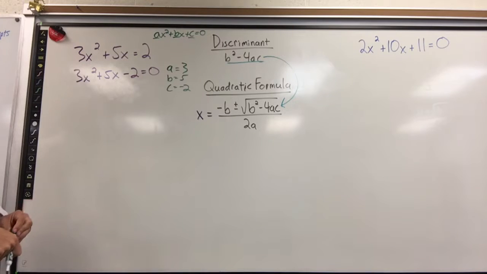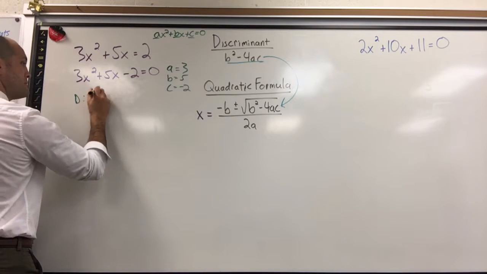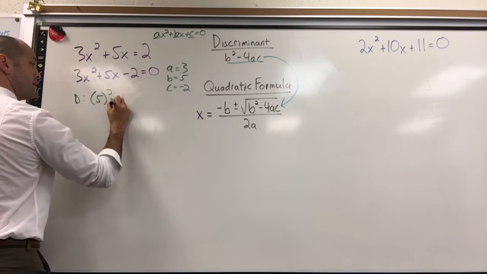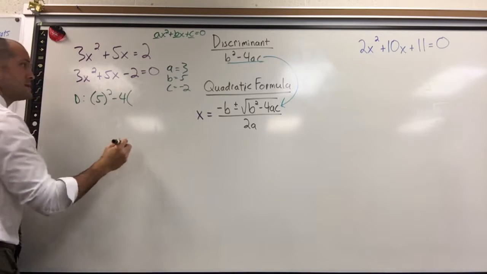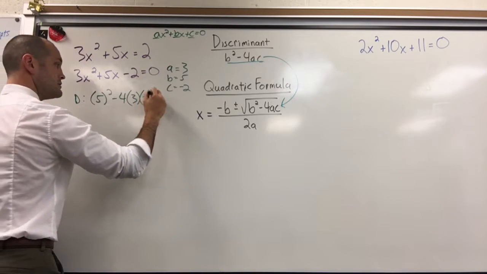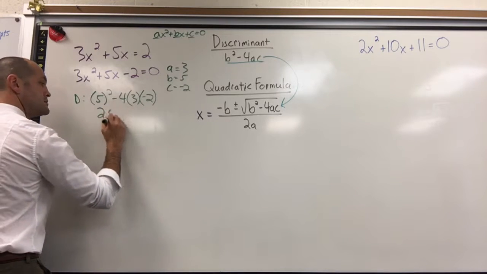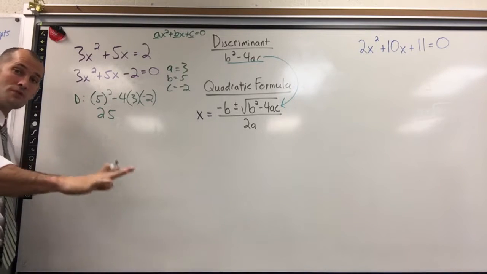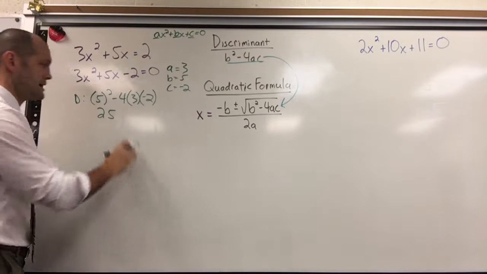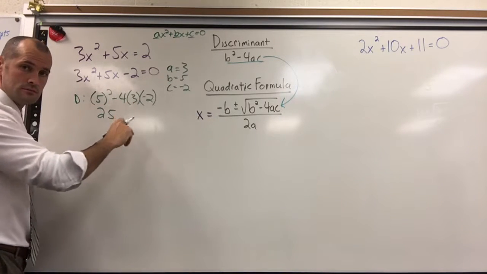Plug and chug, baby. If the discriminant is b squared minus 4ac, I'm going to start finding my discriminant by doing 5 squared minus 4 times a value, which is 3, c value, which is negative 2. All right, let's simplify. 5 squared, 25. Now, careful, let's do all the multiplication first. Order of operations, that's a negative 4 times 3 times negative 2.